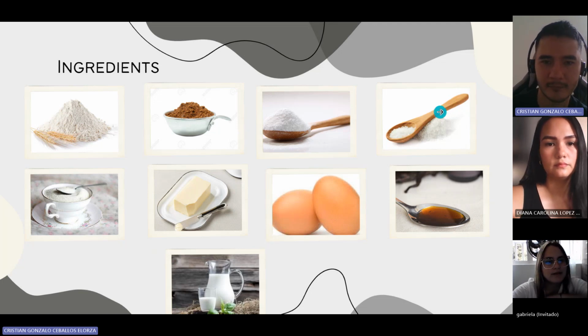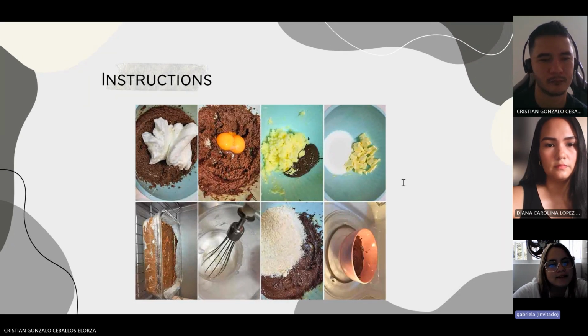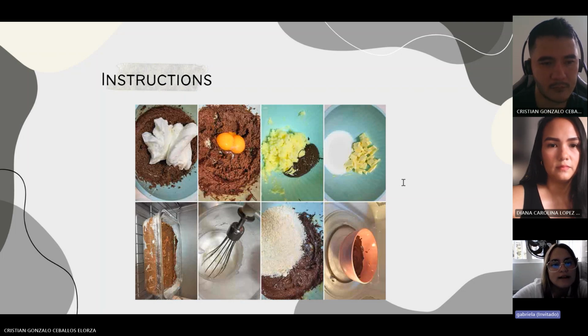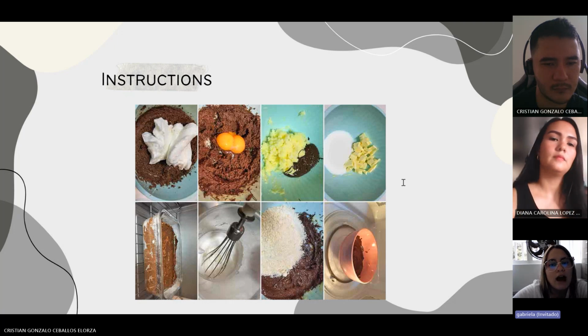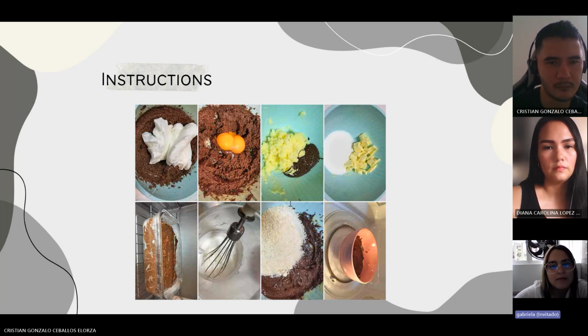recipe. Go ahead, Gabriela. Okay, first thing, preheat the oven to 175 degrees and grease the pan. Second, in a bowl, sift the flour, cocoa, baking soda, and salt, and set aside. Third, in a medium bowl, cream the sugar and the butter until smooth. Beat the eggs, then stir in the vanilla.